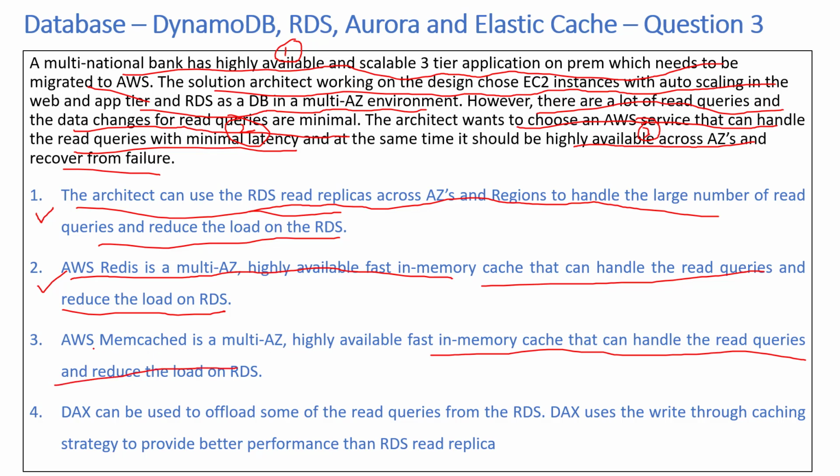Yeah, it's true. AWS Memcache is a fast in-memory cache that can handle read queries, but it is not multi-AZ and you cannot recover from failure. So it doesn't meet all the requirements, so this is not the correct answer.